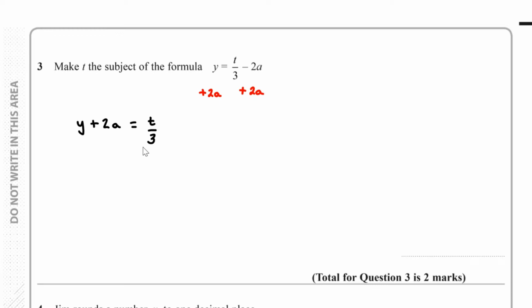Now we want to get t by itself. Now you can see here t has been divided by 3, so to undo this 3 here, we need to multiply by 3 on both sides. So we will now multiply by 3 on both sides. And if we do that, you can see here, we end up with t equals 3 lots of y plus 2a. So we have t equals 3 lots of y plus 2a.